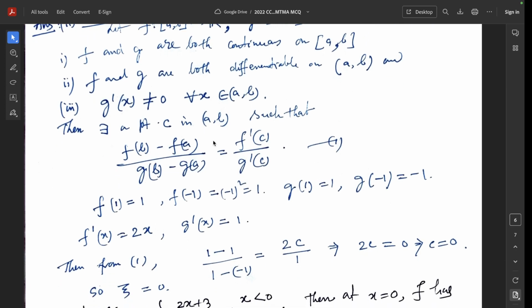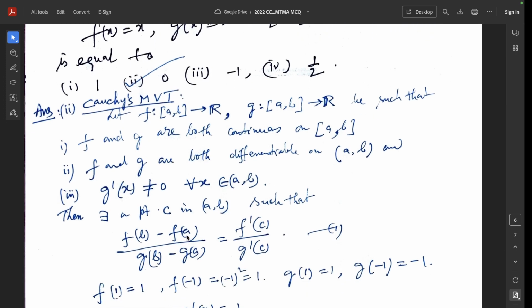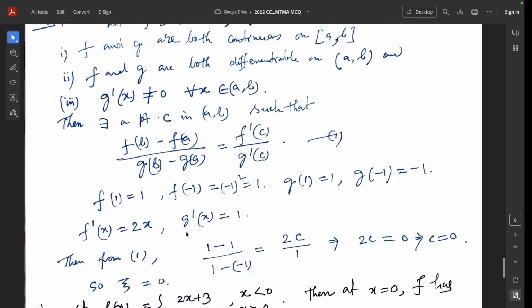So we get (f(b) - f(a)) / (g(b) - g(a)), where b is 1 and a is -1. So we put all these values, and for the point c within this interval, a less than c less than b, we get 2c by 1, that is c equal to 0.